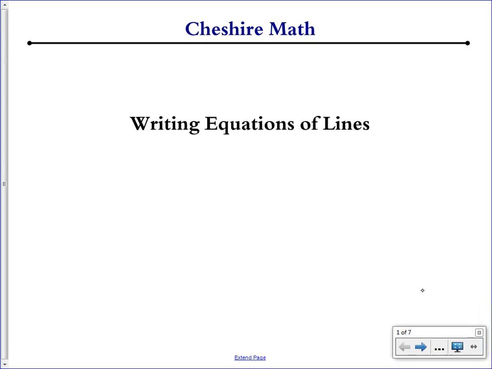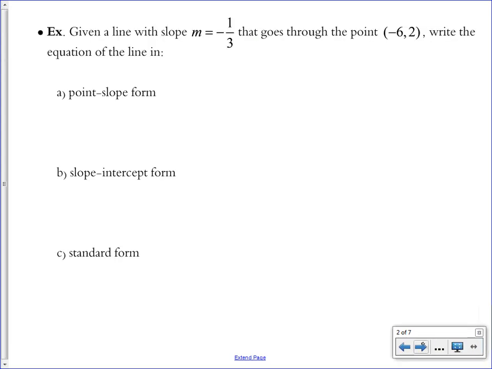This video is about writing equations of lines. For example, given a line with that slope that goes through that point, let's write the equation of the line in all three forms. Starting with point slope form, which is y minus y1 equals m times x minus x1. M is the slope, and x1, y1 is the point. So we'll just replace those.